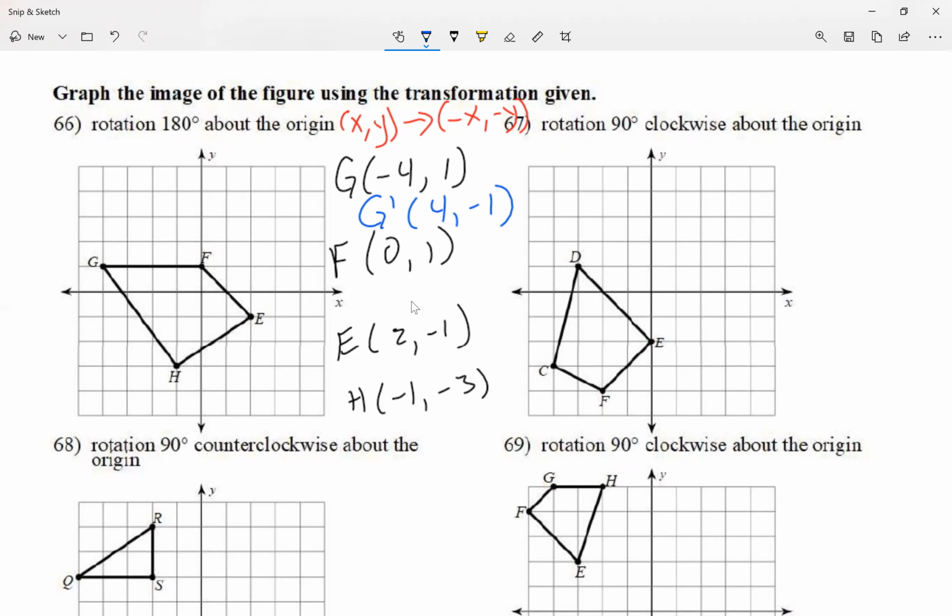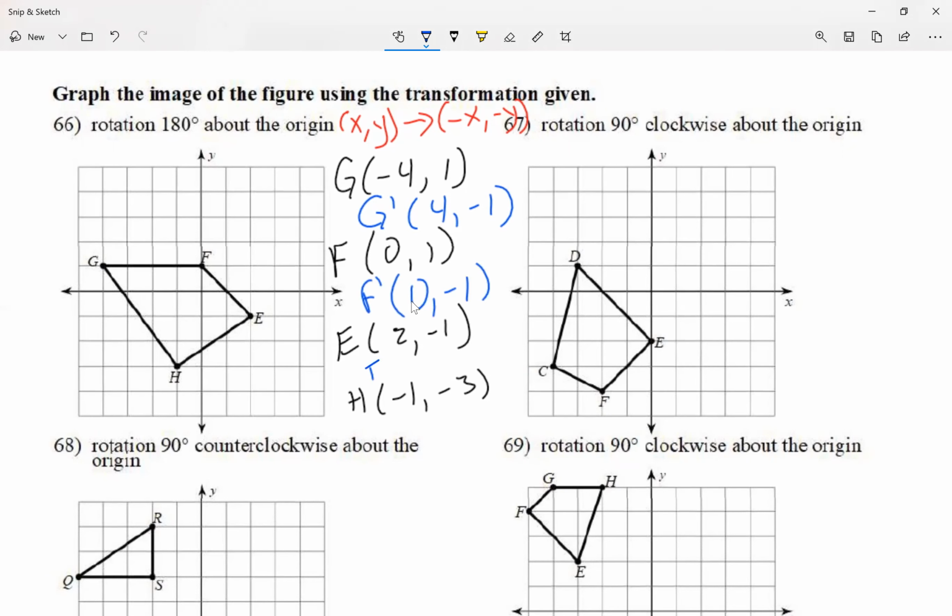If I'm looking at F and I want to get the coordinates of F prime, now there's no such thing as a -0. So I'm going to keep this as 0, -1. Technically, I switch the signs, but again, there's no such thing as a -0, so it's just 0. The coordinates of E prime will be -2, +1. And my coordinates of H prime will be 1, 3.